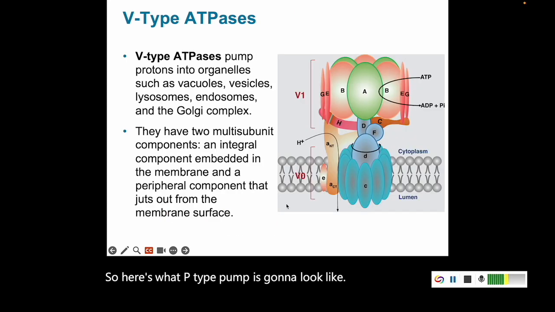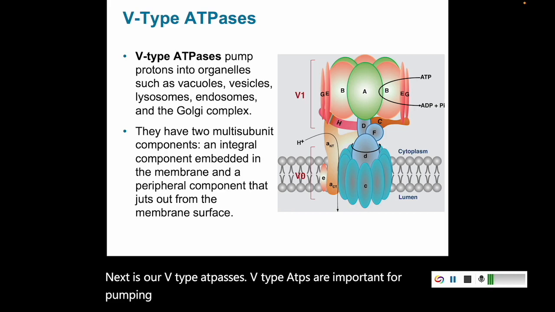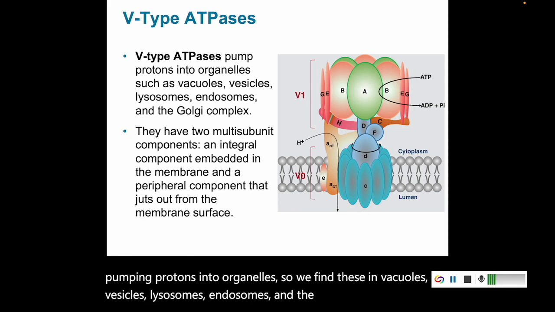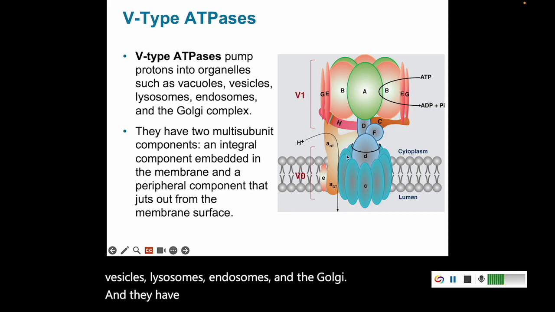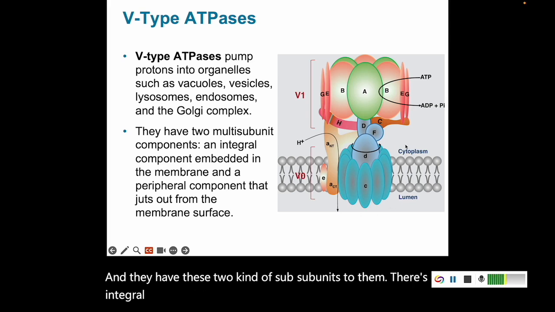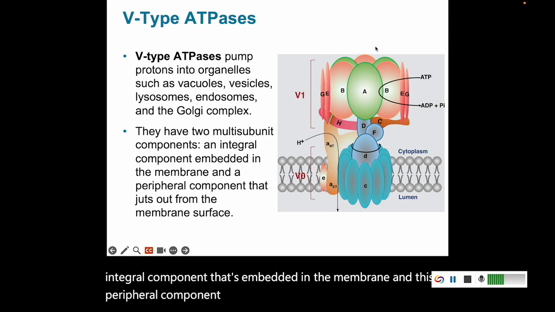Next is our V-type ATPases. V-type ATPases are important for pumping protons into organelles. So you find these in vacuoles, in vesicles, lysosomes, endosomes, and the Golgi. And they have these two kinds of subunits to them. This integral component that's embedded in the membrane, and this peripheral component that juts out from the membrane.